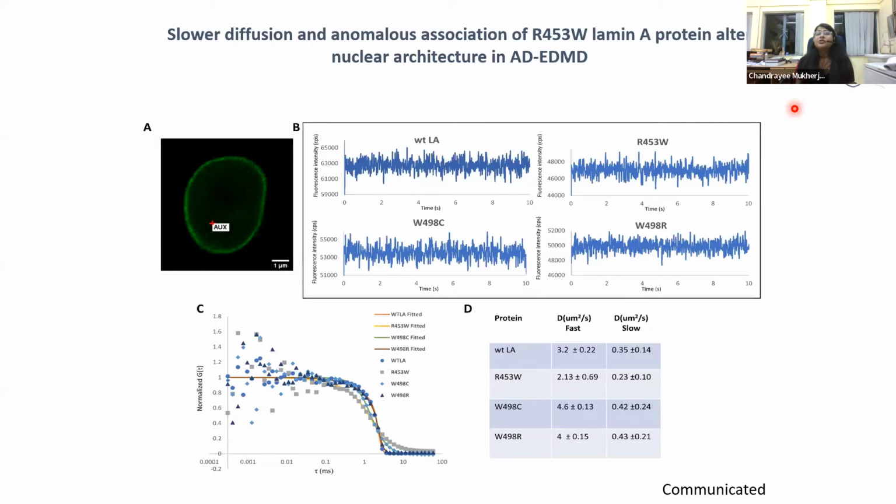So to connect our observation to the previous observations from the lab, we had already seen that the R453W mutation in the IG fold domain caused the domain to open up, because it breaks a very important salt bridge between two glutamate residues at 443 and 444 position. And so it gives the molecule a much more voluminous structure. So that might be causing the protein to take a longer diffusion time across the cell.